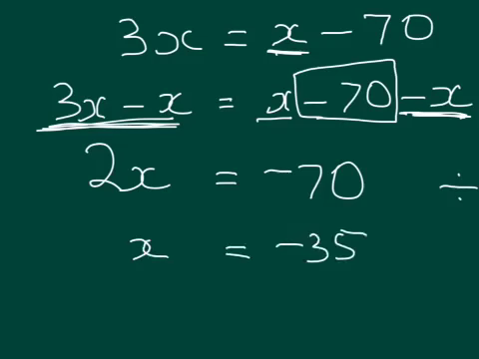The only tricky thing in here that you have to notice is to remember to keep the negative sign with the 70. Okay, this is x take away 70. When I've subtracted the x off this side, I'm left with 0 take away 70, because the x minus this x is just nothing, 0. So 0 minus 70 is negative 70.